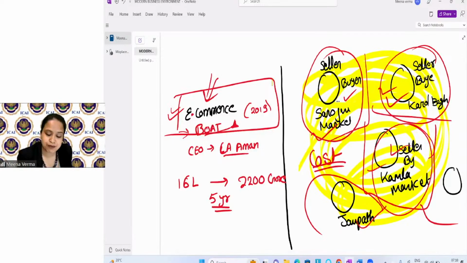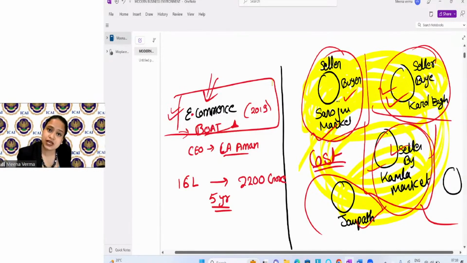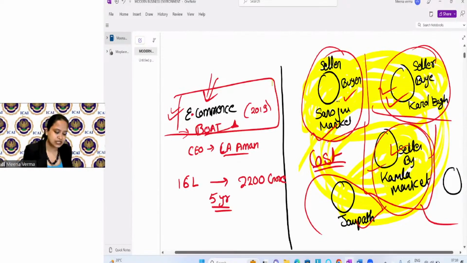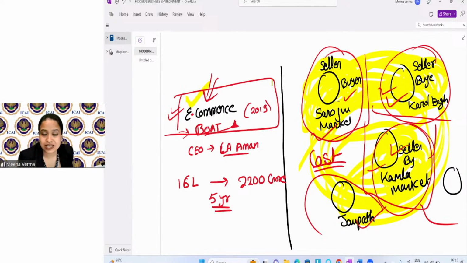Just a few sellers were present in each market. Like if you talk about Sarojini market, just a few sellers were dominating the market. If you talk about Karol Bagh market, just a few sellers were dominating the market. If you talk about Kamla market, just a few sellers were dominating the market. But if you see e-commerce websites, every company has the option to enter freely. Like if any organization wants to sell their product through Amazon, Flipkart, Myntra, Ajio, right? If they want to use these online platforms to sell their products.